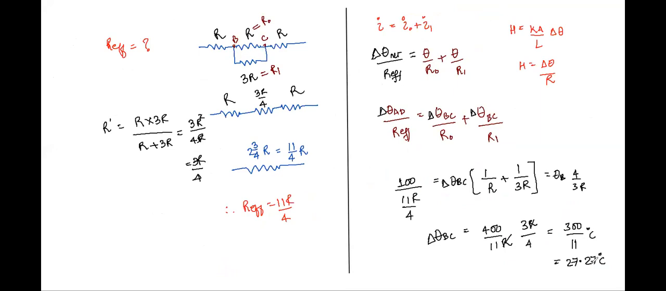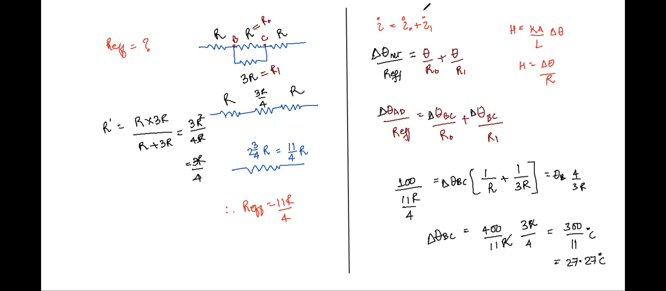So we found the effective resistance, and then there is a heat distribution at the point B, and it reunites at point C. Absolutely correct. It's like delta theta net by effective resistance is equal to delta theta by R naught plus delta theta by R1.